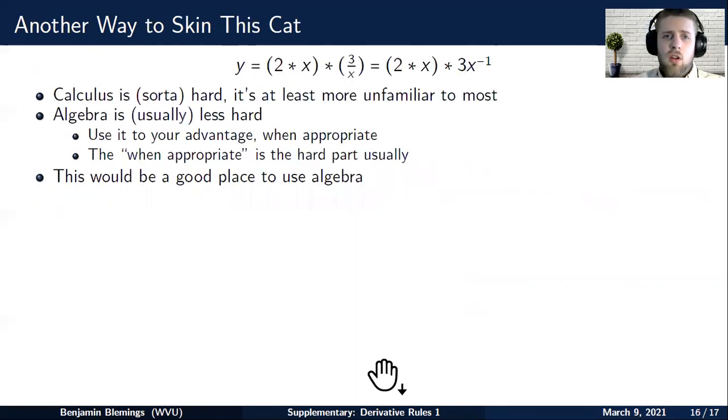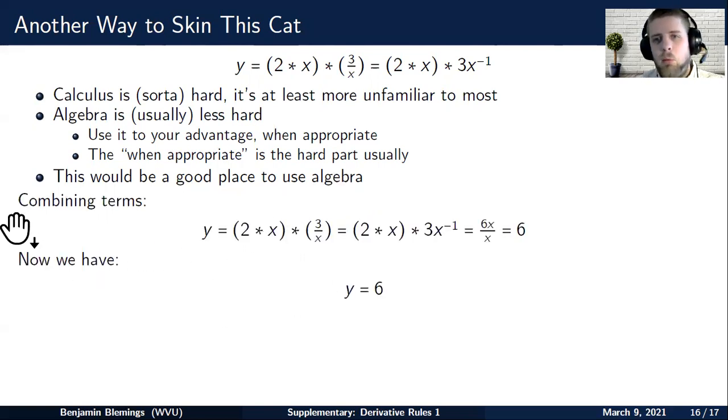And then there's even another way to skin this cat. So back to our original, or not original, but after we rewrote the negative exponent like this, calculus is sort of hard. At least it's more unfamiliar to most of you. Algebra should be a little less hard. And so you can use it to your advantage in this case. The when appropriate is the hard part and requires practice. So this would be actually a good place to use algebra.